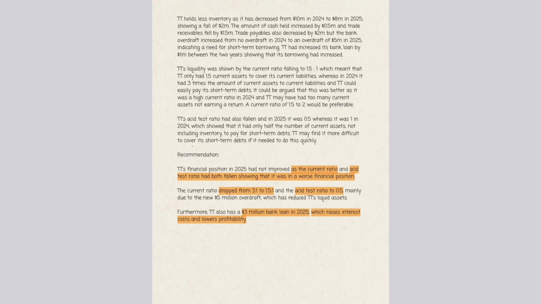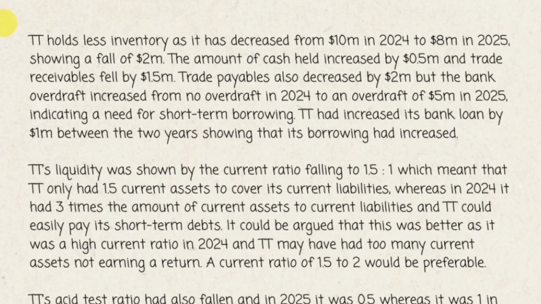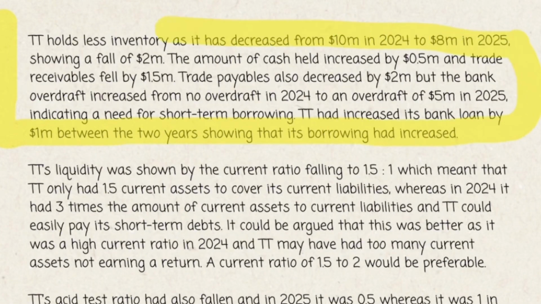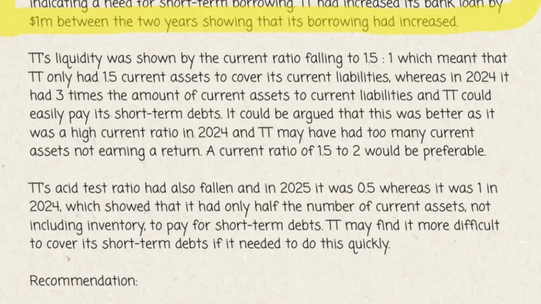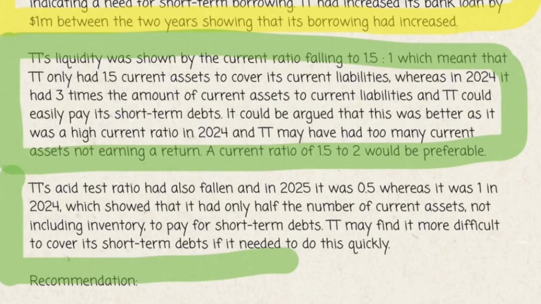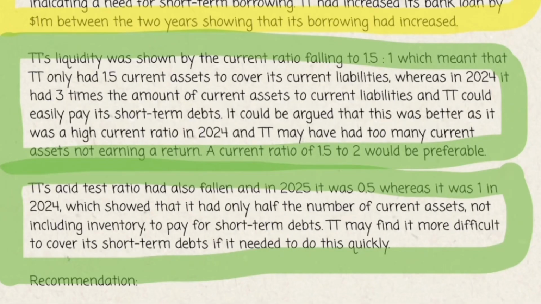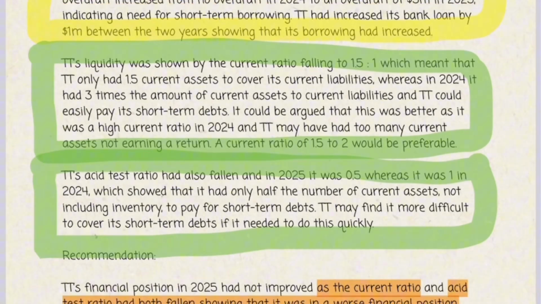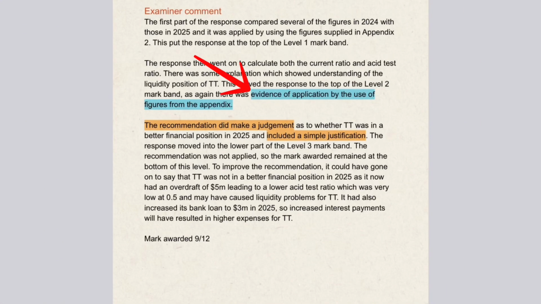Now here's a copy of the candidate's answer. The first paragraph here is arguably just copying and pasting the data from the text. So the entire paragraph there is a level 1 answer. However, paragraph 2 and paragraph 3 have evidence of complex calculations and explanations. And according to the examiner's comment, using the numbers counts as application here. So if you have a calculation question, the numbers will suffice as application.